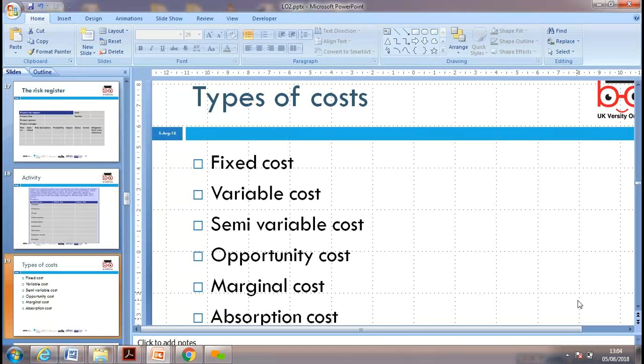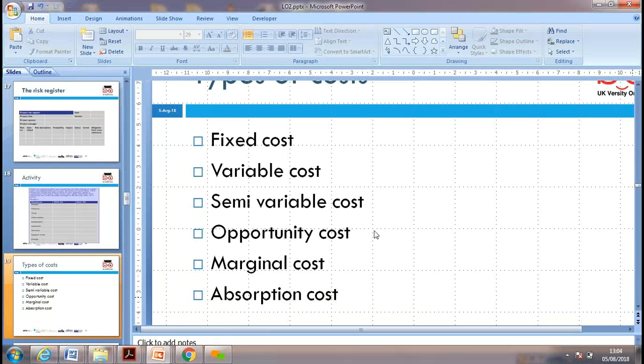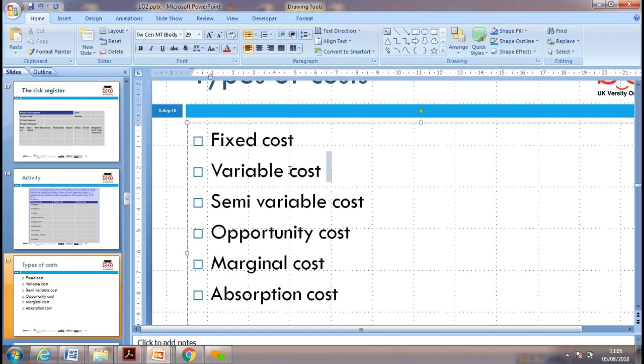Okay, so next we're looking at the types of cost: fixed cost, variable cost, semi-variable cost. Fixed cost, they stay fixed. Yes. Variable cost, the cost will change. What about the semi-variable? Semi-variable cost is a cost that may change with the level of production, and sometimes may not change with the level of production. Okay, semi-variable means fixed and variable cost together.